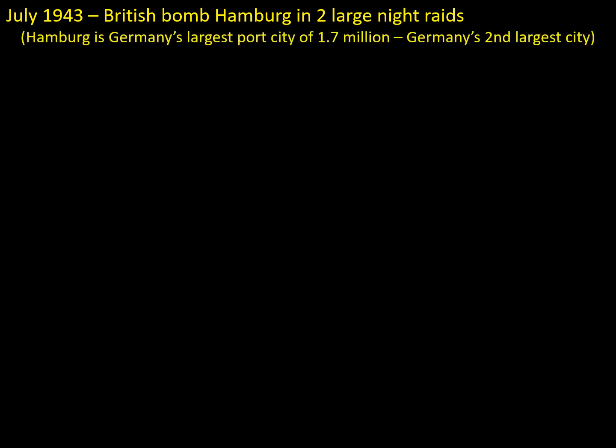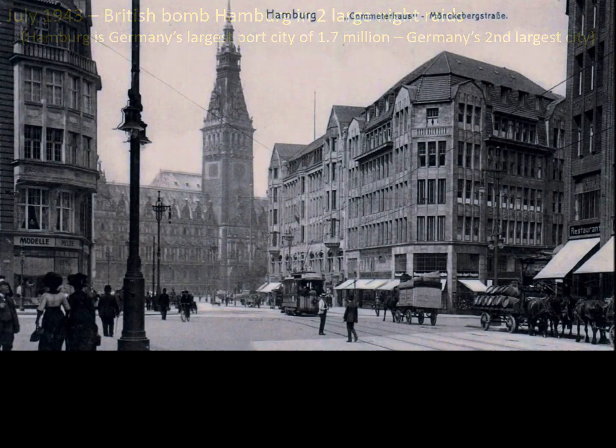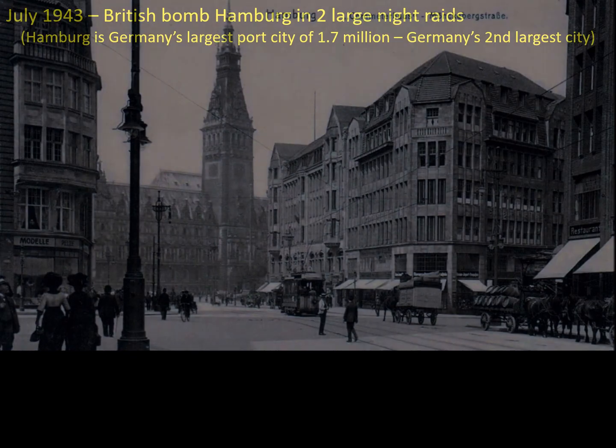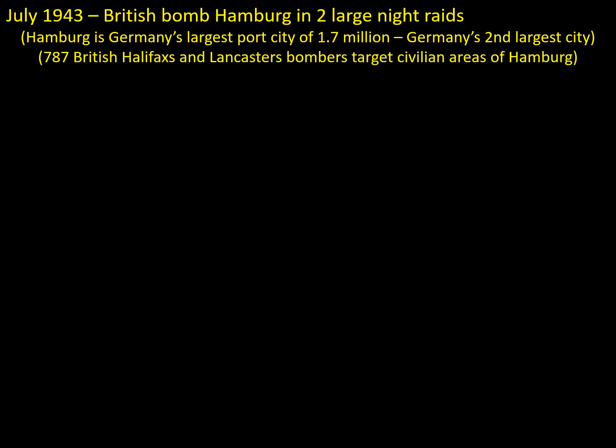In July of 1943, the British bombed Hamburg in 2 large night raids. Hamburg is Germany's largest port city of 1.7 million people, Germany's 2nd largest city. This is a picture of Hamburg before the war. 787 British Halifax and Lancaster bombers target civilian areas of Hamburg. Here's a picture taken from one of the British bombers showing all the fires down below, and it's silhouetting another British bomber below it.